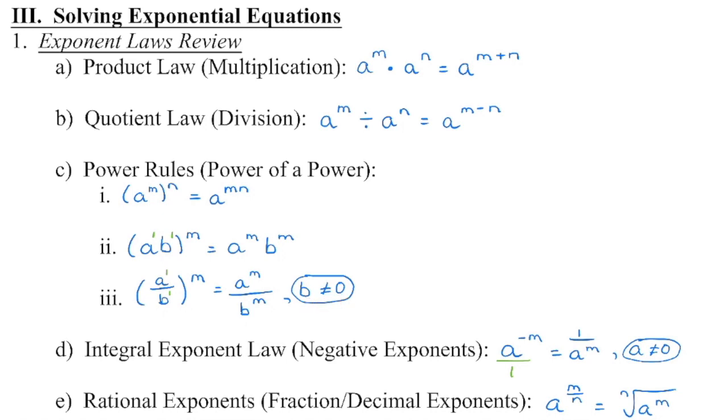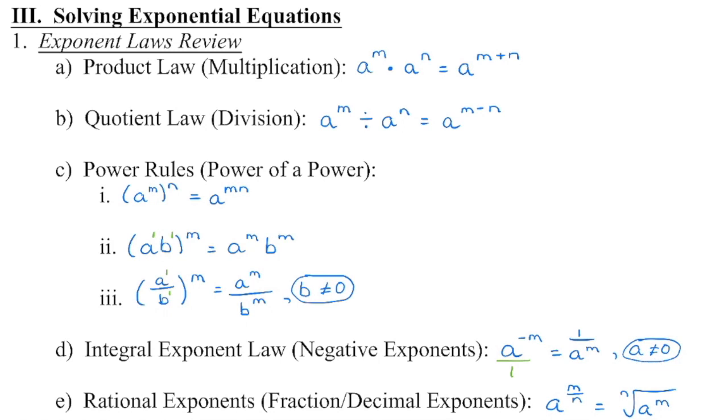If we have a negative exponent, we know that we can reciprocate the base and then the exponent will flip signs. So this is again over 1 if we don't see the denominator. I flip that base around and my exponent now becomes positive. And again, we cannot have 0 in the denominator, so a cannot equal 0.